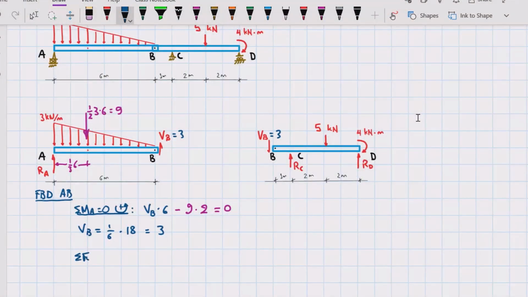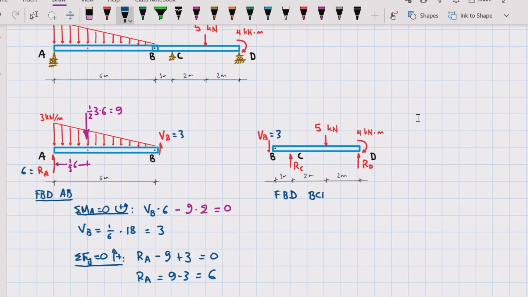Summation of forces in the y direction equals to 0, positive going up. So reaction at A, positive, minus 9 for the triangle, plus 3 for the shear equal to 0. So reaction at A equals to 9 minus 3, 6. So reaction at A equals to 6. Okay, now let's go here to free body diagram BCD.